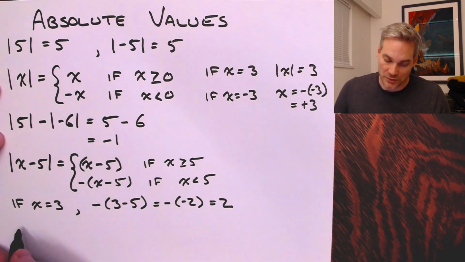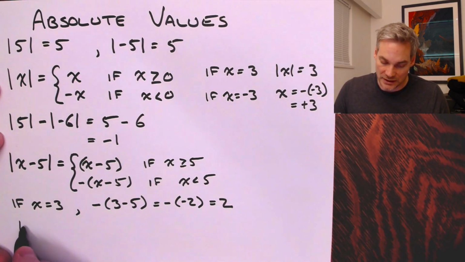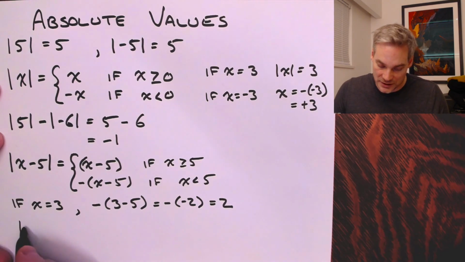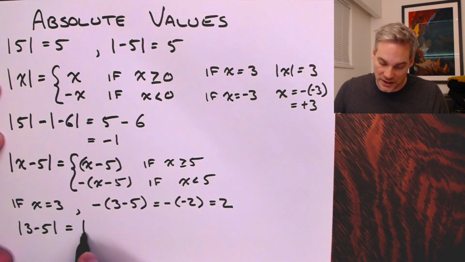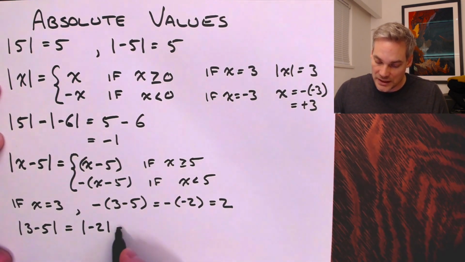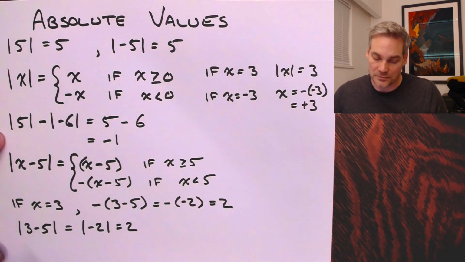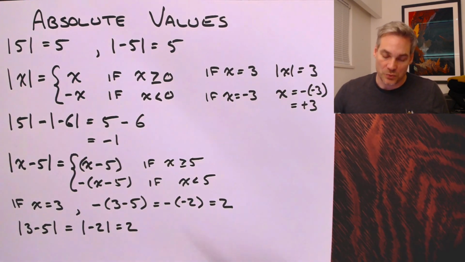Now we could also try that a little bit different. What if we just put it right into the function? We had x equal 3, so x minus 5 is just 3 minus 5, and that's just the absolute value of negative 2, and we know that's equal to 2. So this is how we work with these.